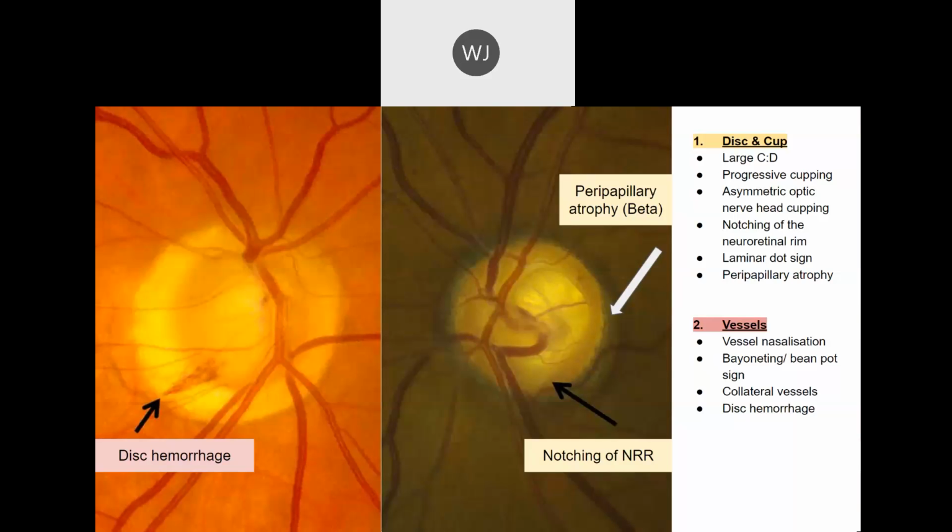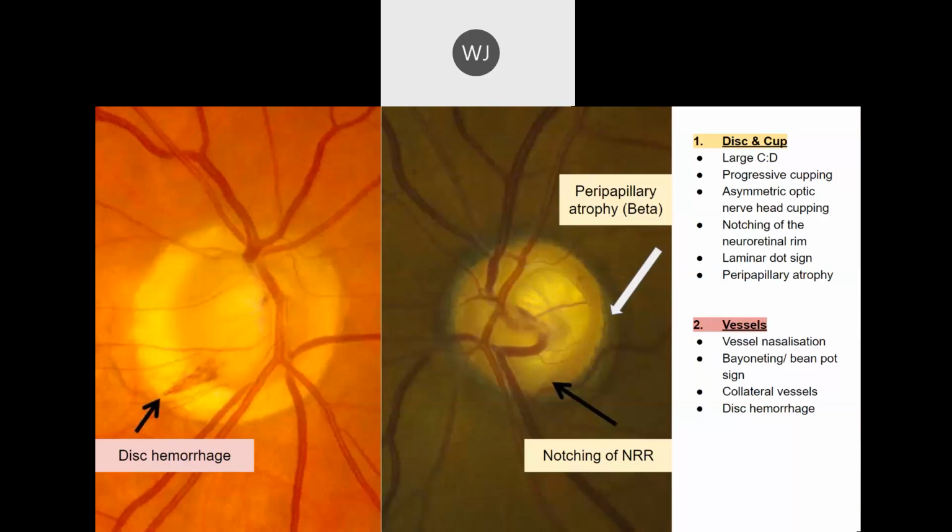There's two kinds of color. One is more whitish, more pale. The other one is darker. The darker one is alpha. And there is also notching of neuroretinal rim. If you can see clearly, I don't know whether you can see clearly because in this photo the color contrast is not so good.